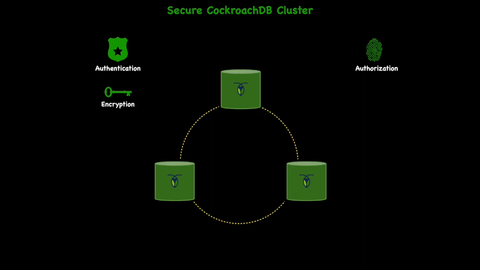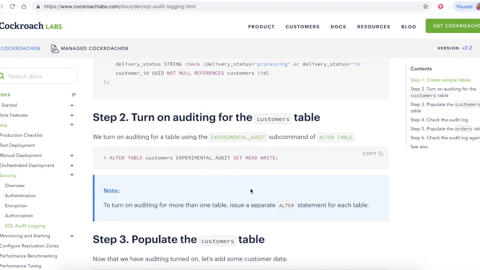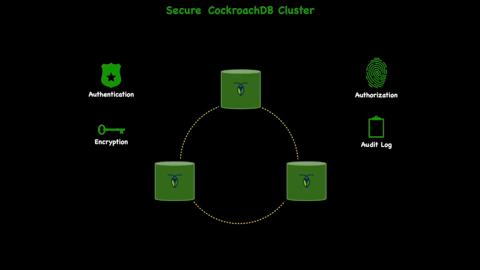And finally, SQL audit logging gives you detailed information about the queries being executed against your system. Again, link in the description box below. So that was an overview of the security features of CockroachDB as of the publishing of this video. So I recommend that you check the CockroachDB docs and release notes regularly for security improvement updates and new features.